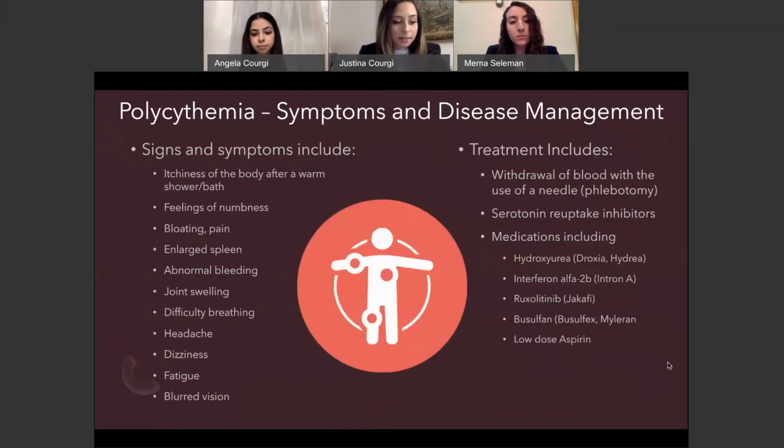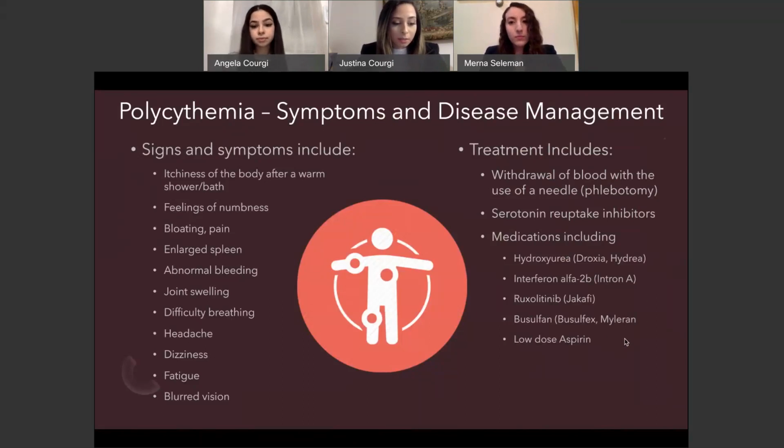Some symptoms include that many people who develop polycythemia don't have noticeable symptoms. Many develop very common or vague symptoms, including headache, dizziness, fatigue, or blurred vision. Some other symptoms that have been noted include itchiness of the body after a warm shower, feelings of numbness or tingling, burning or weakness in the hands, feet, and legs, bloating, abnormal bleeding, joint swelling, and difficulty with breathing, along with shortness of breath. In rare cases, polycythemia may progress into a form of leukemia known as acute myeloid leukemia.